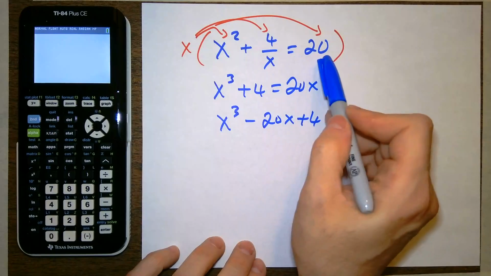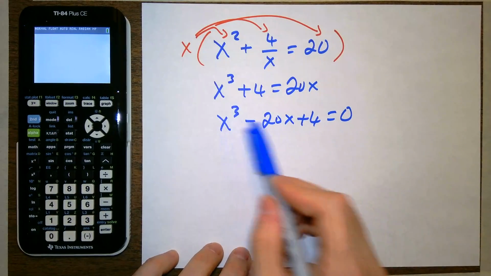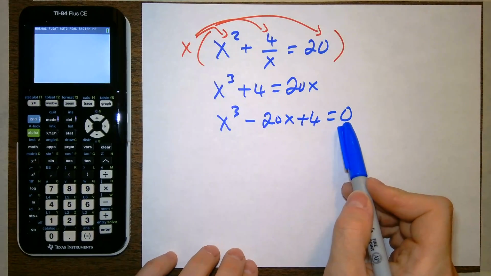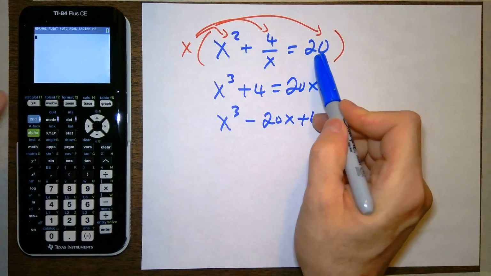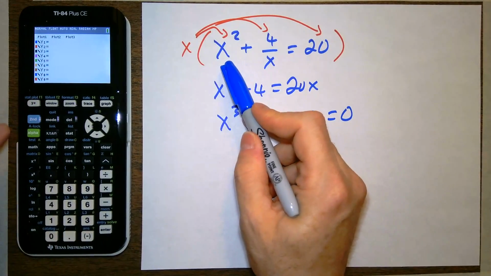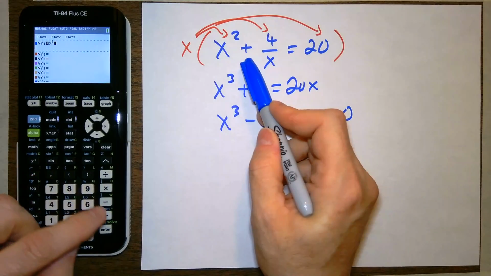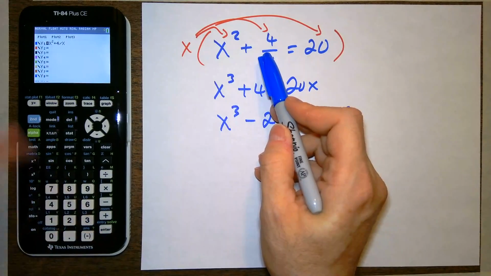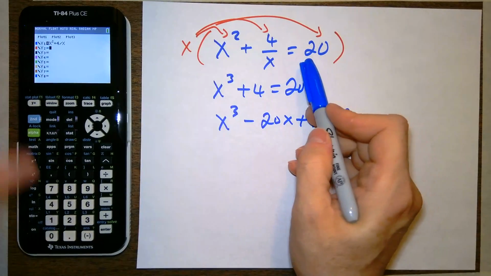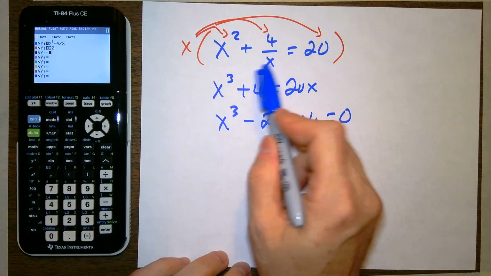Whether I graph this equal to 20 or whether I graph this and see where it is equal to 0, I'm going to start with the original equation here. So in my y1, I'm going to plug in x squared plus 4 divided by x. I'm going to put that in my y1, and then in y2 I'm going to put in 20. Now the x values, I have no idea what they're going to be.